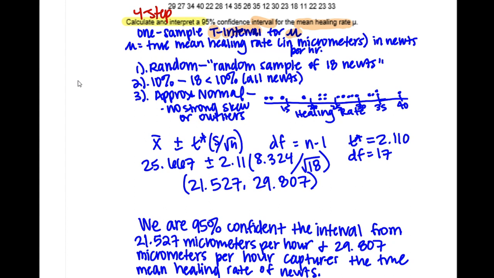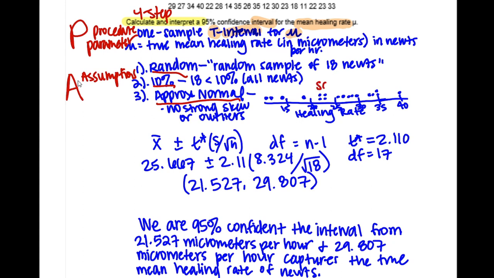So I'll just remind you of the steps. P, we have our procedure and our parameter. A, we have our assumptions. And there are three, the same three: random, 10%, approximately normal. Here we had no population data, and we had less than 30 in our sample. And so here is the sample data.